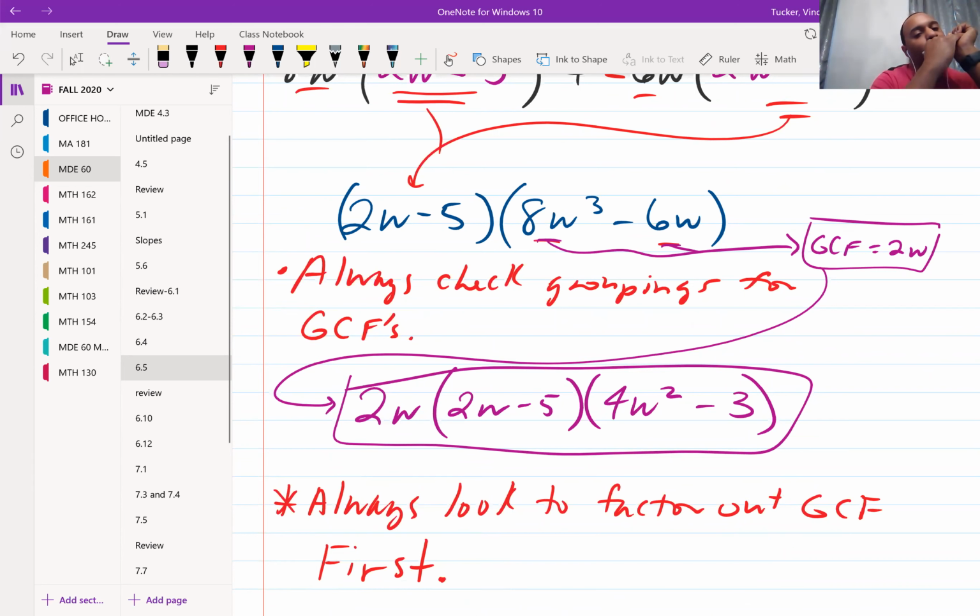Okay. I think I got a little confused. Can you say that? I'm not understanding that part. Well, right here, when you look at those two terms, there was a 2W that was in common. When you look at 8, that's 2 times 4. 6 is 2 times 3. And then each one of them had a W.